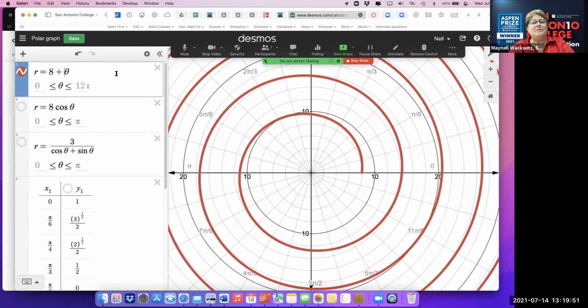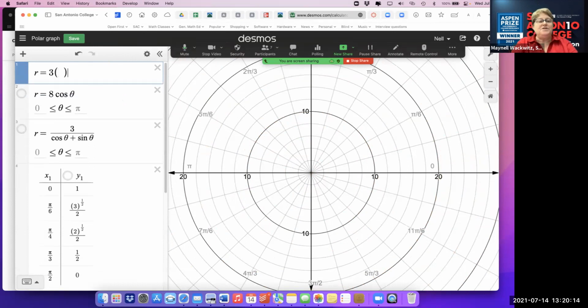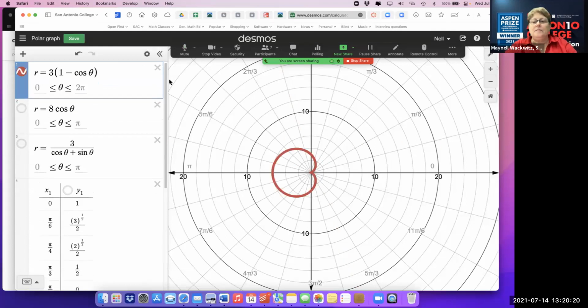Yeah, it's very like the Fibonacci sequence. So this is just R equals 8 plus theta. You get graphs that you do not get with rectangular coordinates. So spirals. Another one that you get that's cool is called a cardioid. That's R is equal to, let's do 3 times 1 minus cosine theta. And let's zoom in.